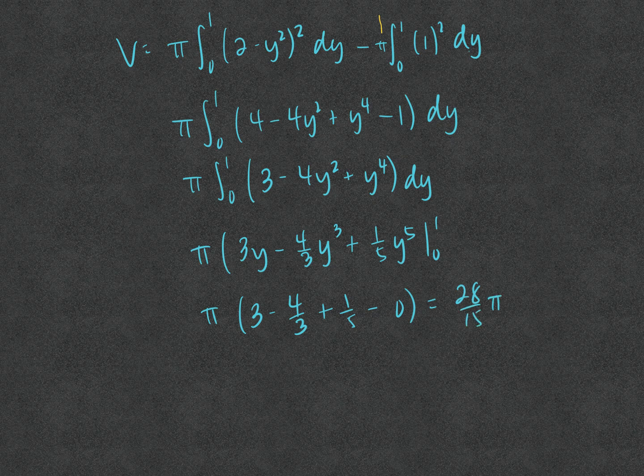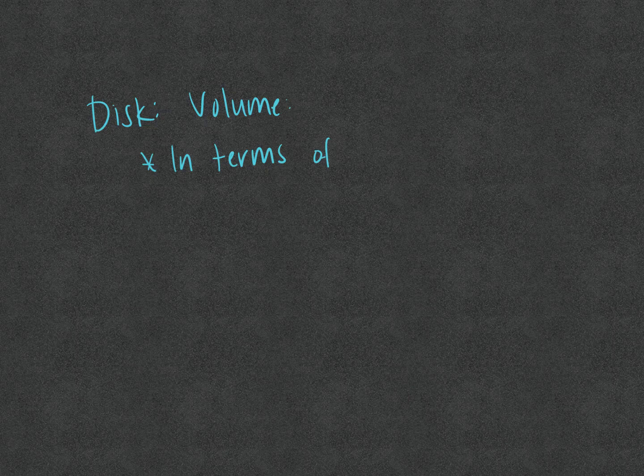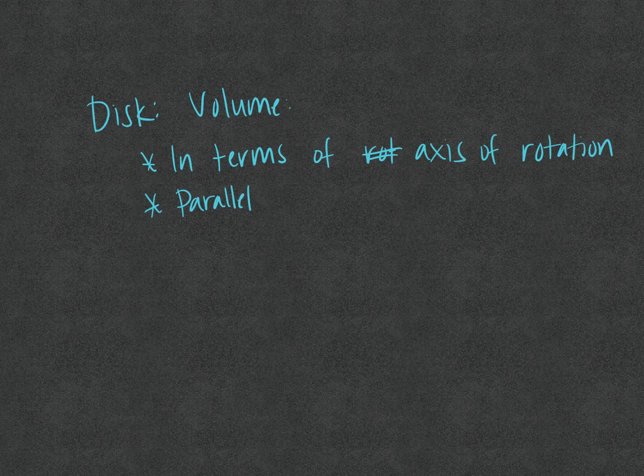I would like to summarize this for you. So our disk method has some important qualities around it. It finds the volume for us. We want to be in terms of the axis we're going around, the axis of rotation. Let's write it that way. Or parallel to that axis. Can we just say it that way? Have we done enough to say it that way?